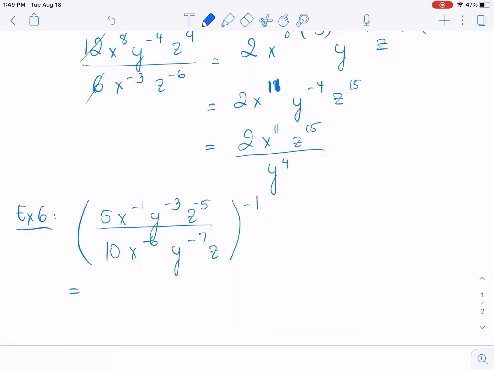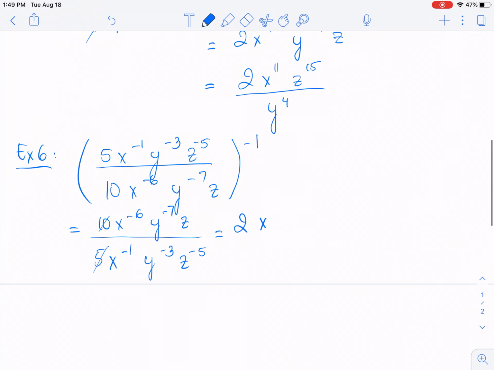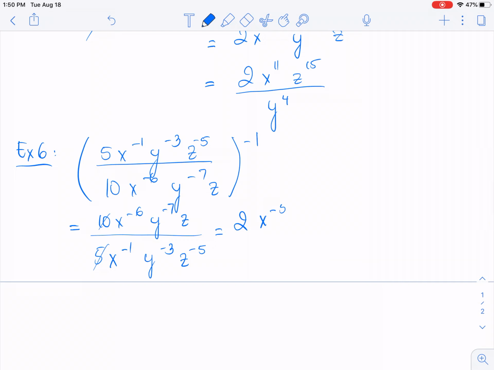So we have 10x to the negative 6th power, y to the negative 7, z, over 5, x to the negative 1st power, y to the negative 3rd power, z to the negative 5th power. All right, so once again, simplify. We have 10 and 5, so that's 2. For x, what do we have? I have negative 6 minus negative 1. So that's negative 6 plus 1, which is negative 5.